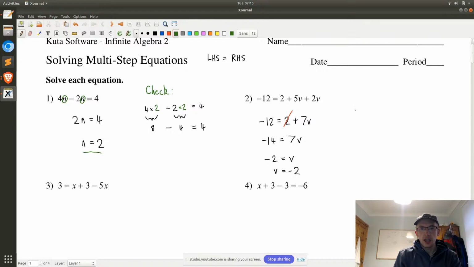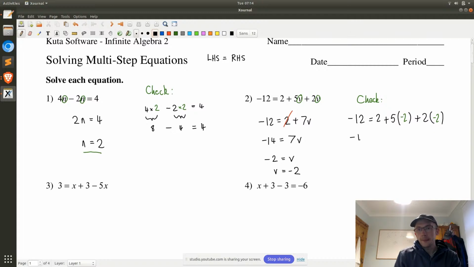But of course, I have to check and make sure that what I'm saying is true. So that means picking up negative 2 and putting it here where v is and here where v is. So I write the original equation. I write negative 12 equals 2, add 5, and then I'm going to put a pair of brackets there. And then add 2, and then a pair of brackets there. And I stick in negative 2 in that spot and that spot.